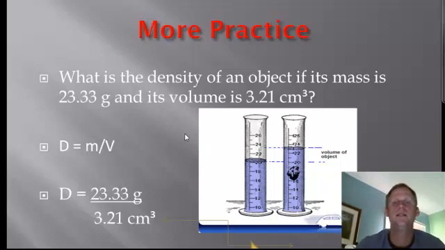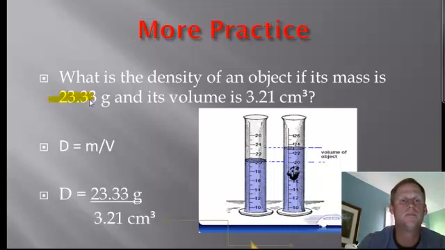Now, you're going to need some more practice. Let's say I want to find the density of this object here, this rock-like object in this graduated cylinder. How would I find it? Well, we'd first weigh it and find out its mass. And then we would take its mass and divide it by its volume. How would we find its volume? Well, here we're finding its volume by water displacement.